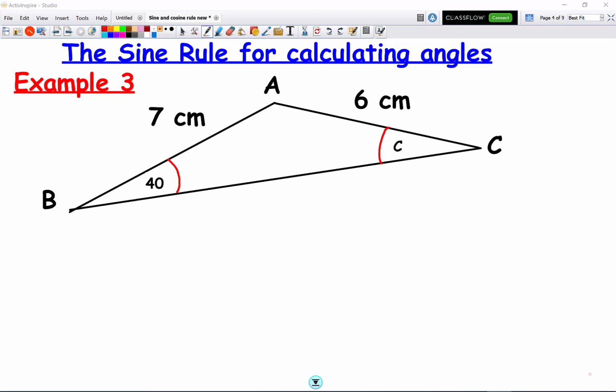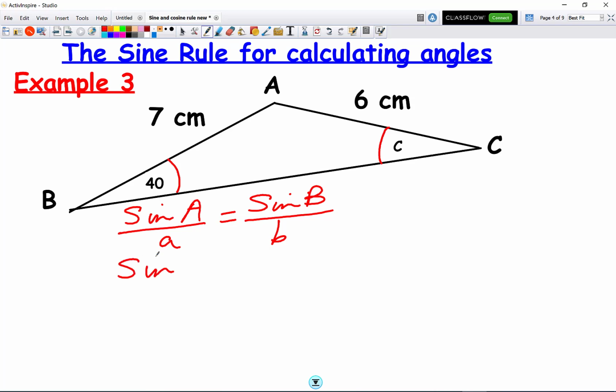In this video, we're going to look at the sine rule for calculating angles. So what we do, we write the sine rule like this. We write it as sine capital A over little a. Notice that the angle will always be opposite the length, is equal to sine B over little b. So in our case, C is the angle we want.